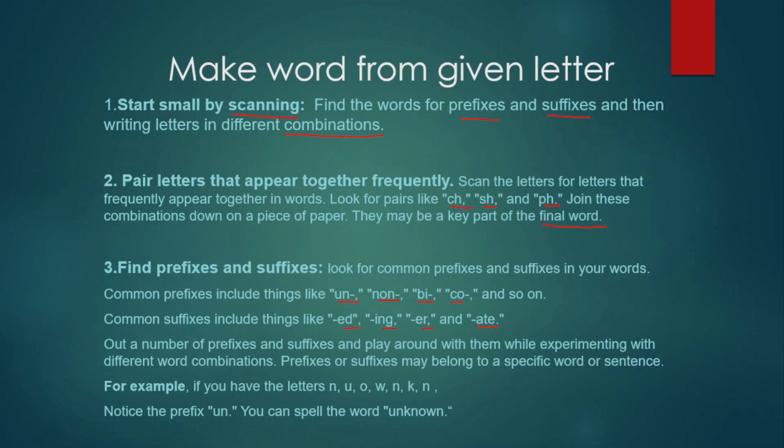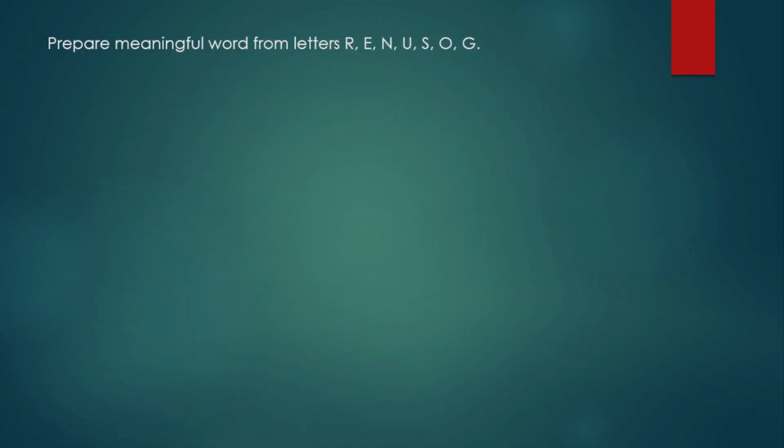Prefixes or suffixes may belong to a specific word. For example, if you have the letters N, U, O, W, N, K, N, notice the prefix UN. You can spell the word unknown. So, let's take another example. Prepare a meaningful word from the letters R, E, N, U, S, O, G.